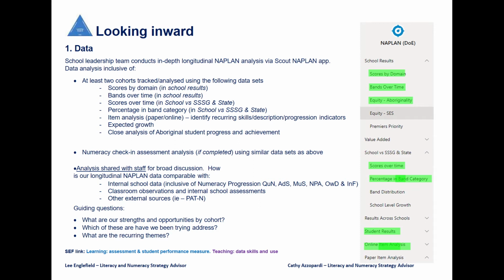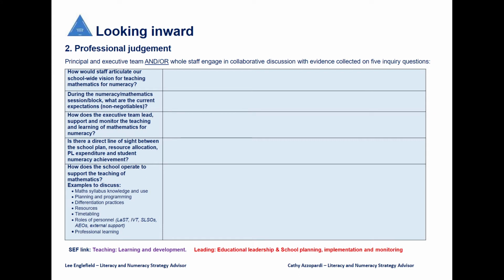If you want to flick to the next slide, Steve, this is a very structured conversation that must be had, and it probably would take place after you've looked at the data, but while you're looking at the staff surveys. So I really like that. How would staff articulate a school-wide vision for teaching of mathematics for numeracy? Well, collective efficacy is probably the only game in town for most change management processes. And everybody knows that getting a commonality of practice is where we get real impact.